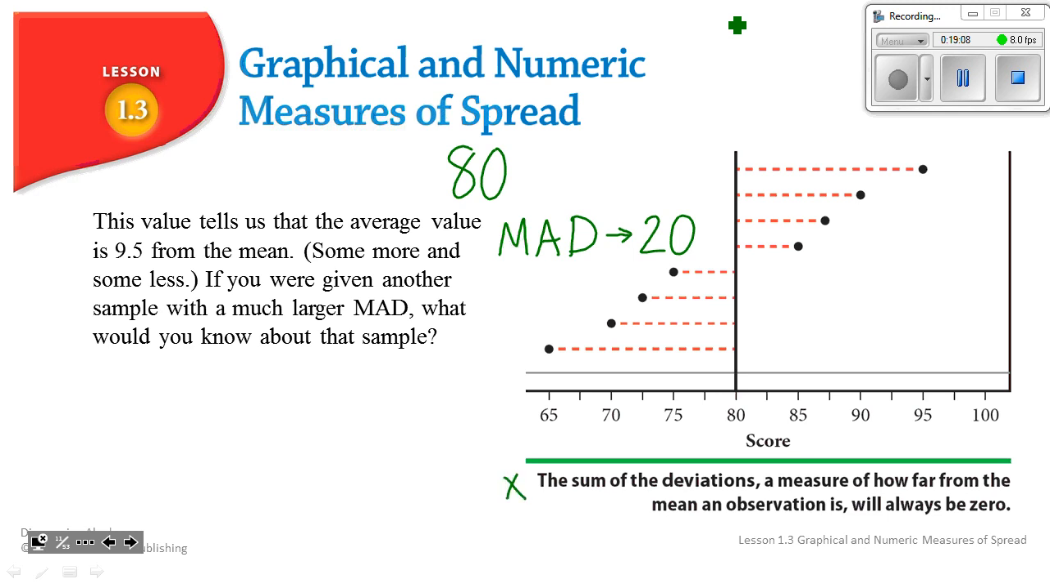Let's see, one other thing to notice about this is just, again, the sum of the deviations, or a measure of how far from the mean an observation is, is always going to be 0. So remember that. And our mean absolute deviation tells us about how far the values are from that mean. Some are going to be further away, some are not going to be as far away.